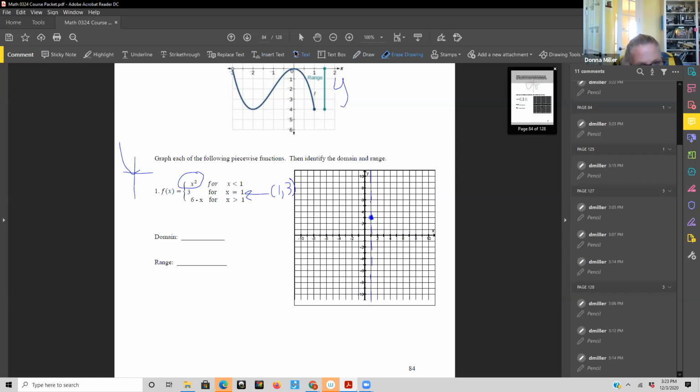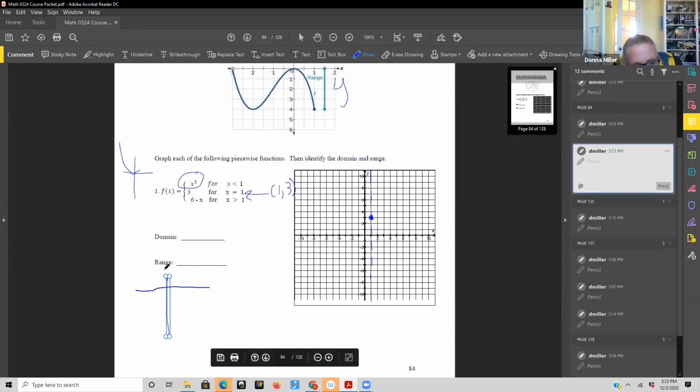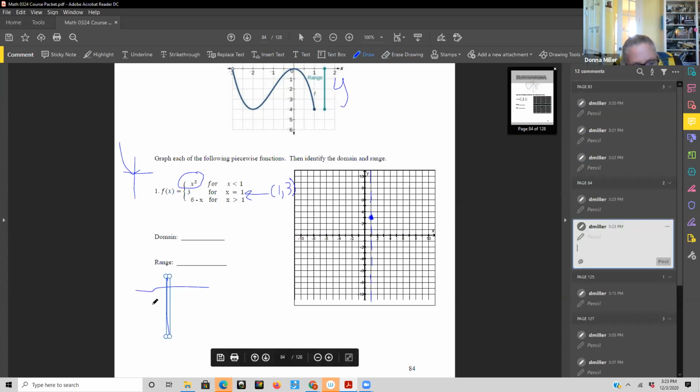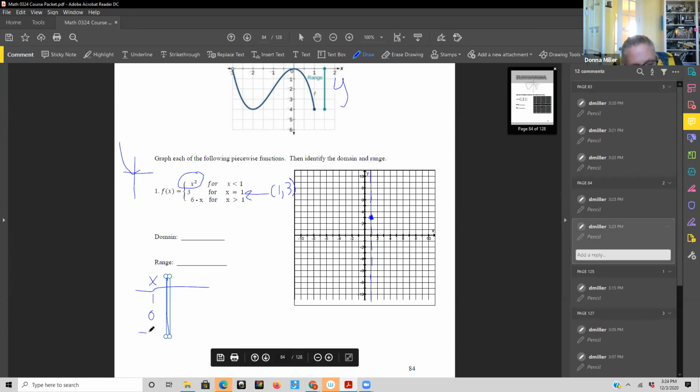Okay, so we're going to do some points. I'm just going to make a table for this first piece. The thing to keep in mind is x is less than 1, so start at 1 and go backwards. So I just pick values of x, and I'm going to plot them. Y is x squared. So 1 squared is 1, 0 squared is 0, -1 times -1 is 1, and -2 squared is 4. All right, so those are just points I'm going to plot.